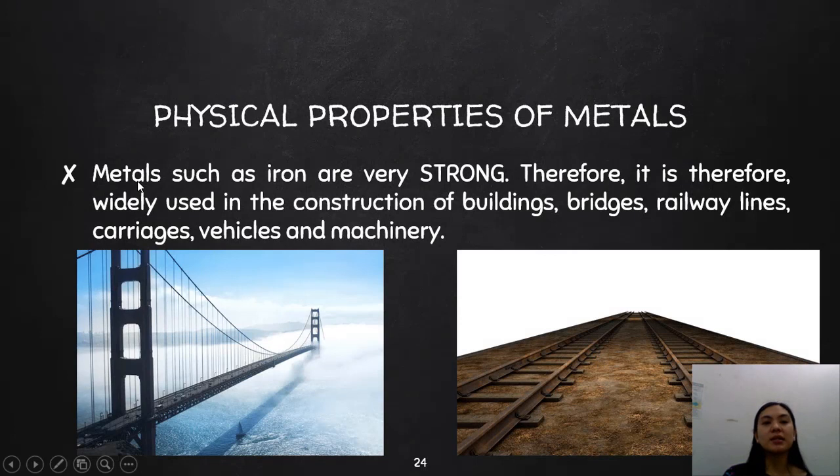And another one is that most metals are very strong. That's why they are hard to cut. Di ba? That's, I believe, the second property we looked at. So metals such as iron are very strong. Therefore, it is being used mainly in construction, like your bridges, your railway lines, carriages, vehicles, machinery, etc.